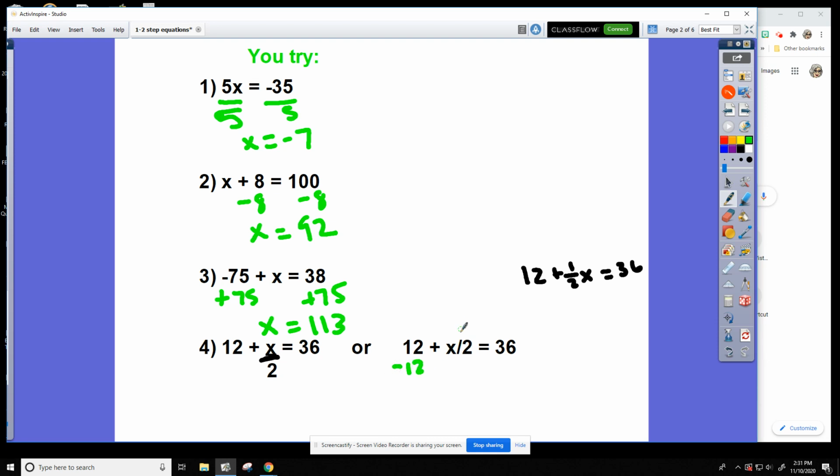So I want to move the 12 because there's my variable. You don't touch the variable until the last step. So I get x divided by 2 equals 24. Then I'm going to multiply by 2 because that's division. And x equals 48. Okay, did you get those answers?